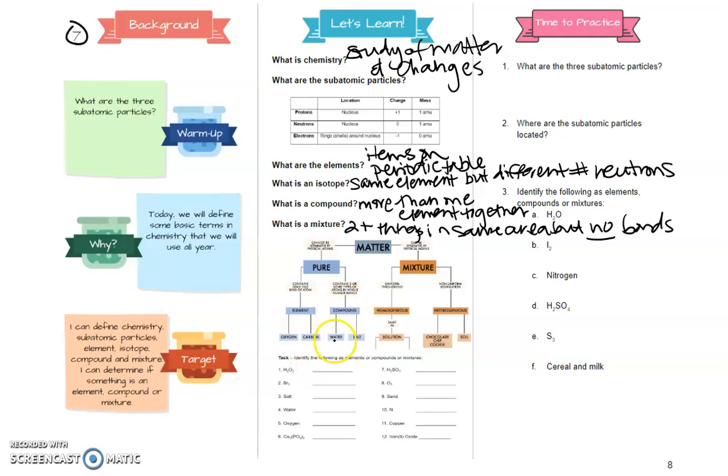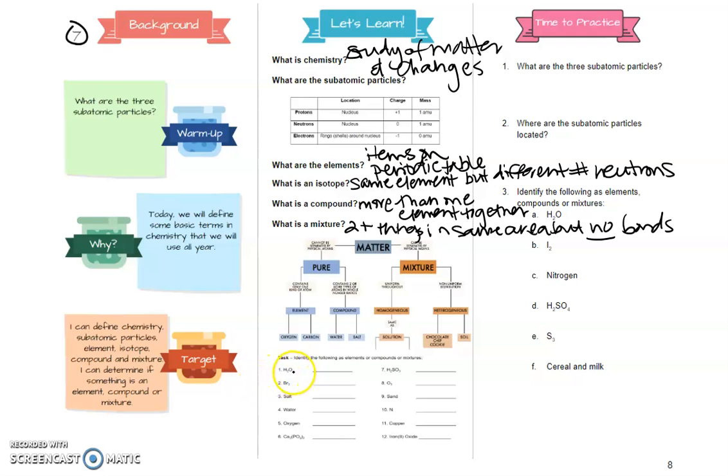Compounds, when they're bound together: water, okay, is made up of two hydrogens and an oxygen. Salt, there are many different salts. We talk about table salt, that's NaCl, so sodium and chlorine together, okay? So let's go here to the test. Classify the elements as compounds or mixtures.